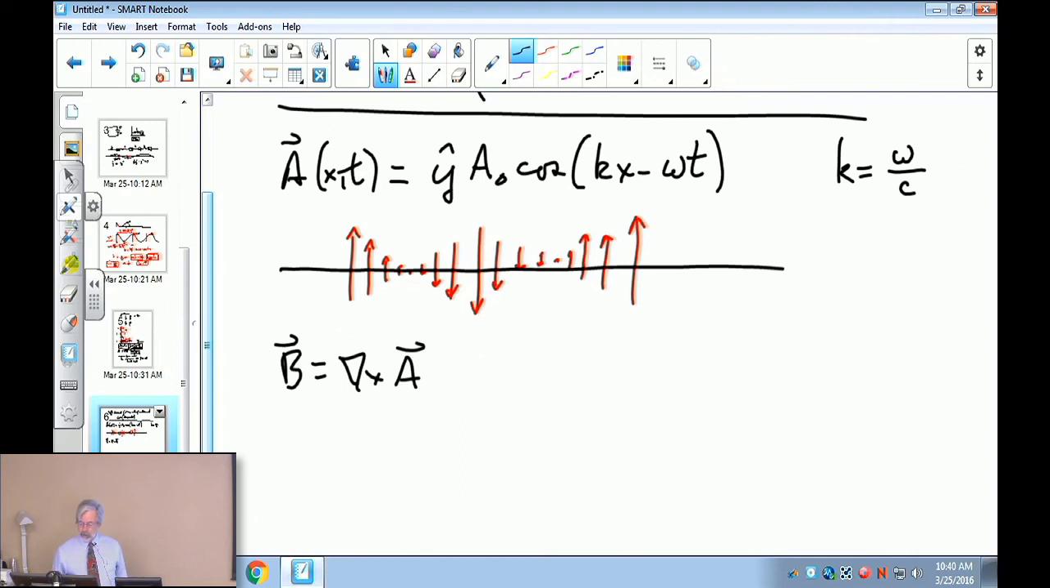So let's look right here, right at the beginning, where I start drawing the arrows in this region. Which direction is the curl? Into the board. So there's a B field in this direction. So we have our coordinate system x, y, and then z comes out. In this region, B is going to be in the negative z hat direction. And how about in this region?